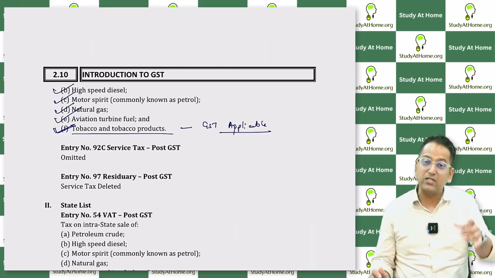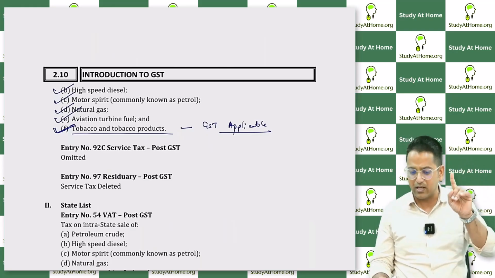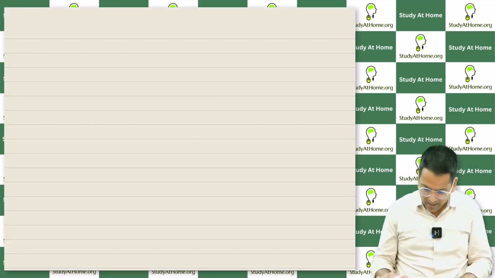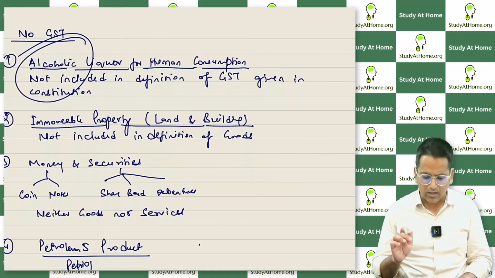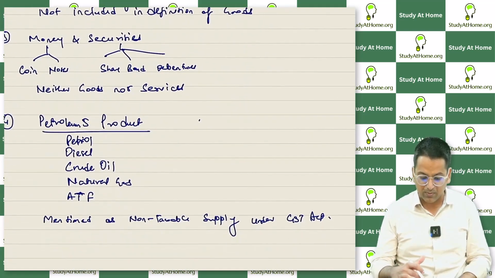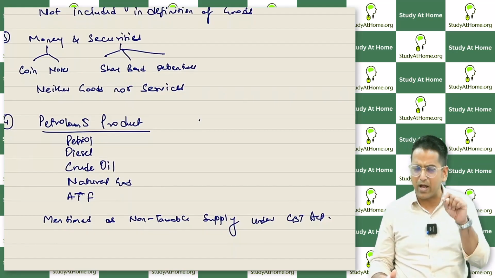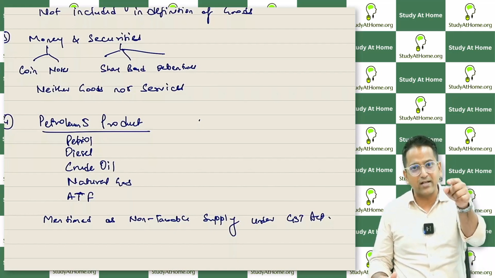You have already made a chart of what GST is not applicable on, the no-GST chart, don't forget it. And if you don't remember, go back and see the no-GST chart. There's no tobacco there. If you have any problems, I'll show you. No GST on alcoholic liquor for human consumption, immovable property, money, securities, 5 products of petroleum. Is tobacco also not subject to GST? No, I haven't said that. Is GST levied on tobacco? Tobacco is that item on which both the old tax and the new tax are levied.